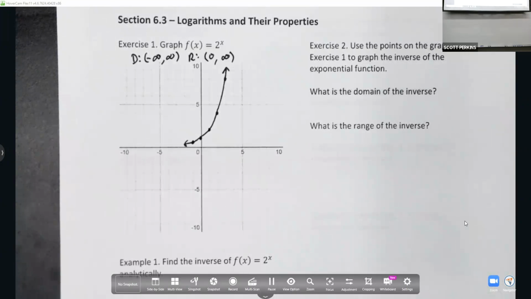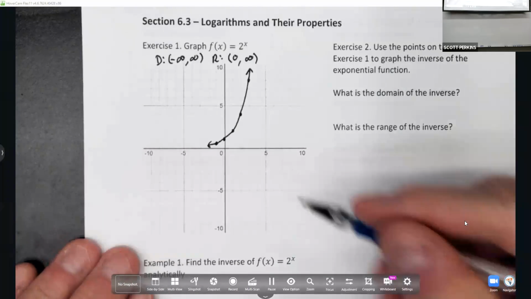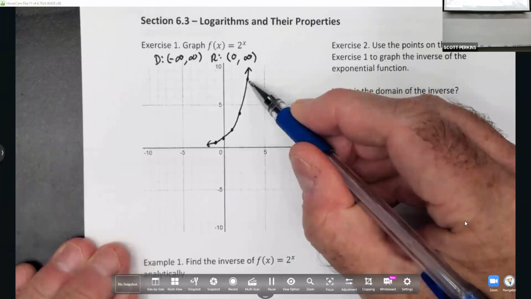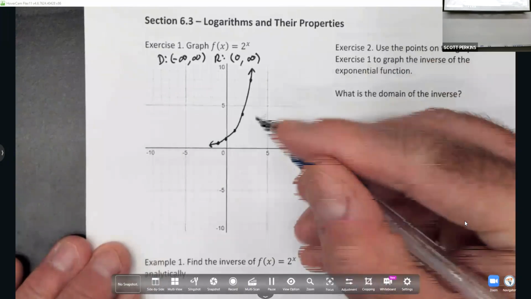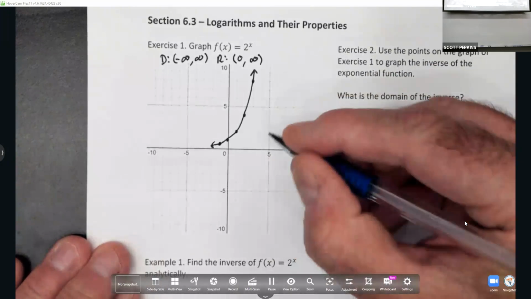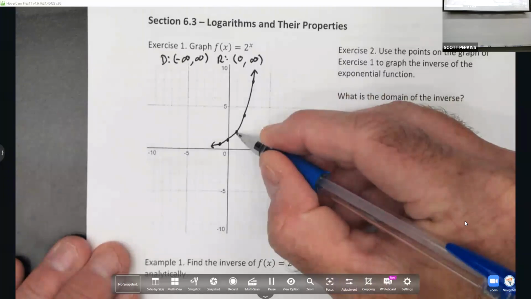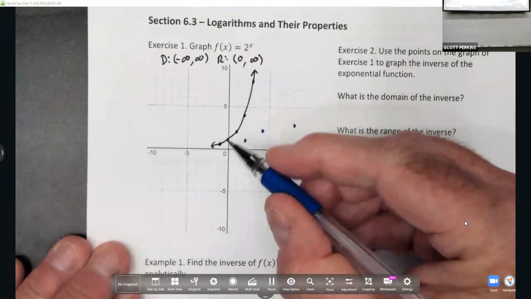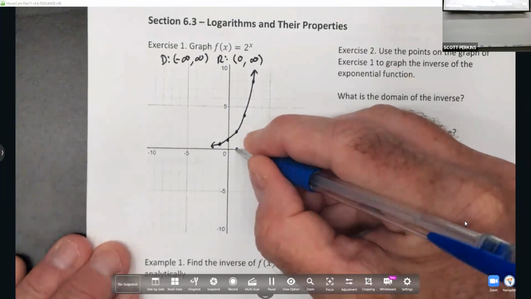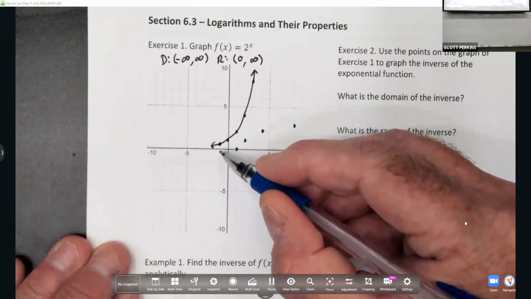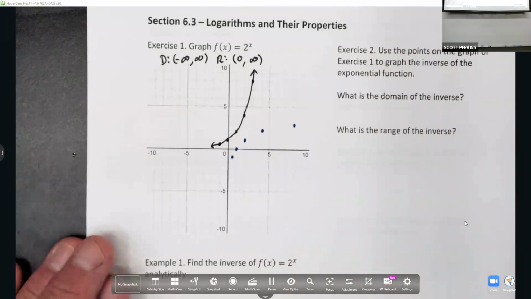So I'm going to go ahead now and flip the x's and the y's, and we're going to see what the picture of the inverse is, and then we're going to build up from there. So this is the point (3, 8). When I flip it around, it becomes the point (8, 3). The next one is the point (2, 4), which becomes (4, 2). Next, we have the point (1, 2). It becomes (2, 1). This point on the y-axis is (0, 1), so it becomes (1, 0). And last but not least, I've got the point (-1, 1/2), so it's going to be (1/2, -1). So those are the points.